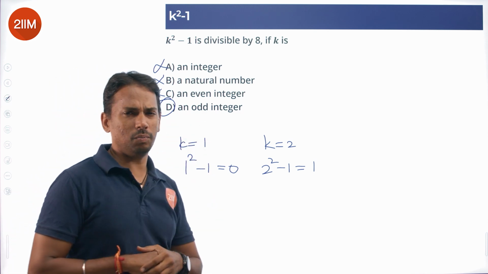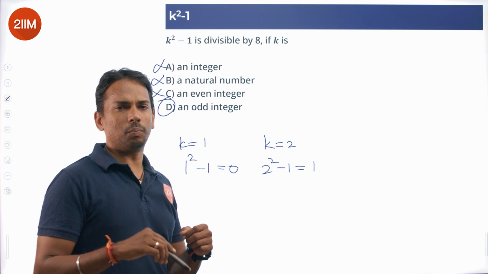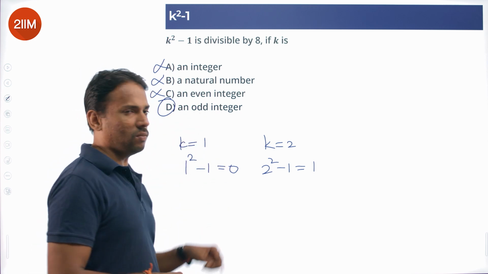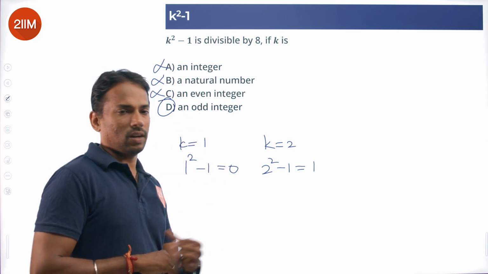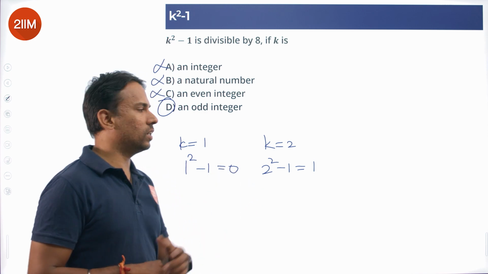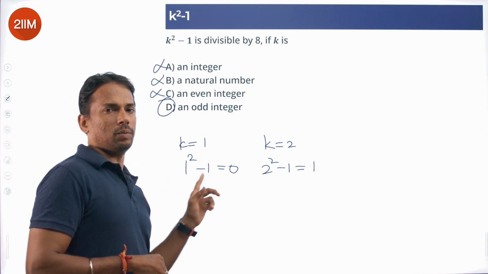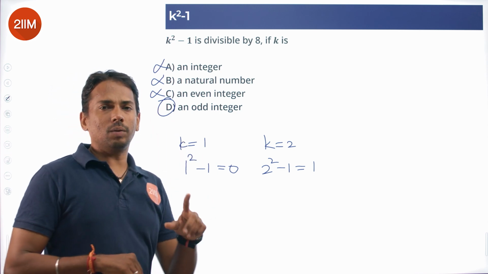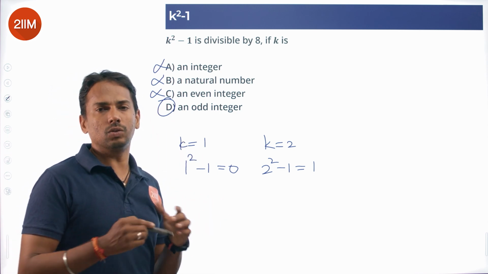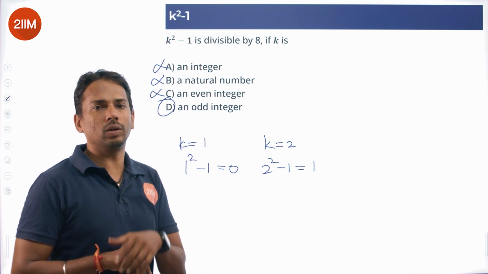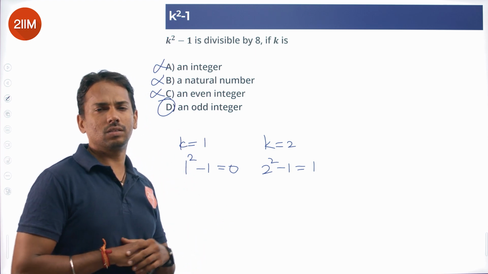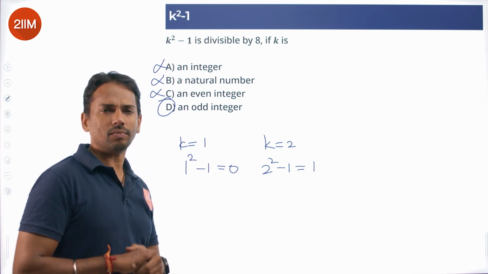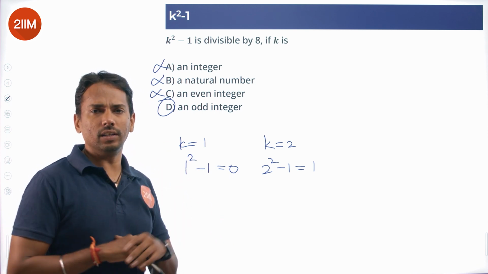So that's the right answer. But anyways, we'll see with a proper proof. We'll try to verify: will it work for any odd integer? It can work for the first few odd integers. Okay, let's take 1. 1 square minus 1 is 0. Yeah, it's working. We'll take 3. 3 square minus 1 is 8. Yeah, 8 is divisible by 8. We'll try 5. 5 square minus 1 is 24. It works. So how long can we check? Will it be true for every odd integer? We'll check that.